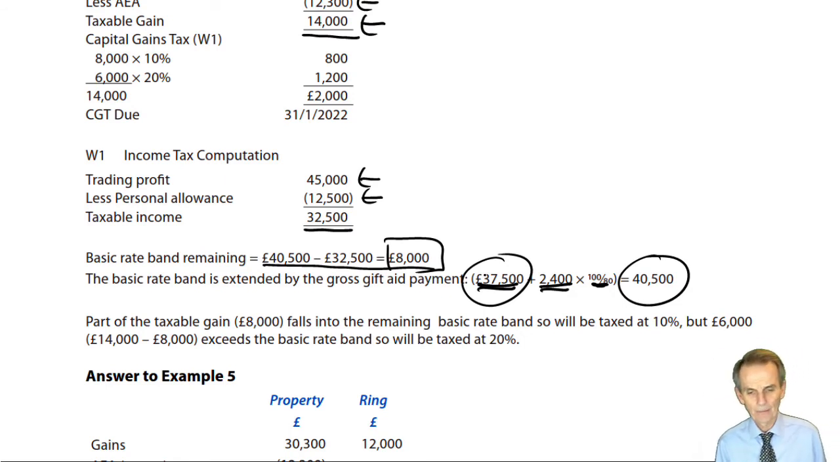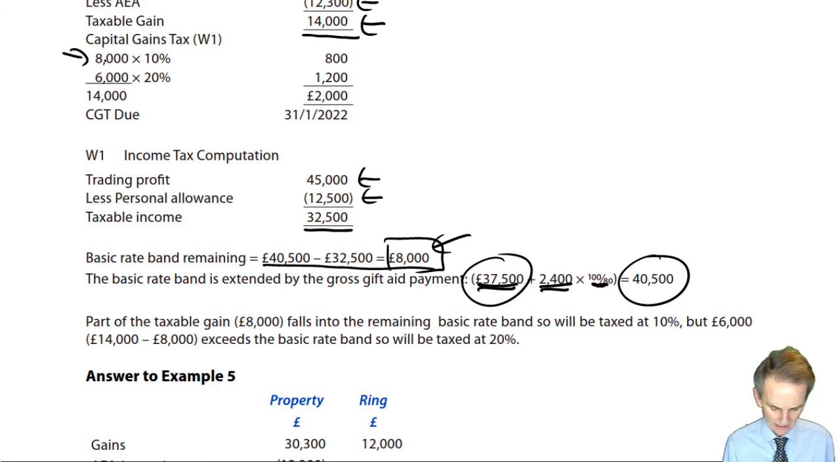It wasn't needed within the income tax computation, but it is now necessary to do that calculation in relation to CGT. So 8,000 remaining, so there's the CGT calculation, 8,000 at 10%, meaning that there's still 6,000 of the 14,000 taxable gain to be taxed, and that therefore will be at the higher rate of 20%. Work your figure out, and if it was necessary, the due date, as ever, the 31st of January following the end of our tax year.